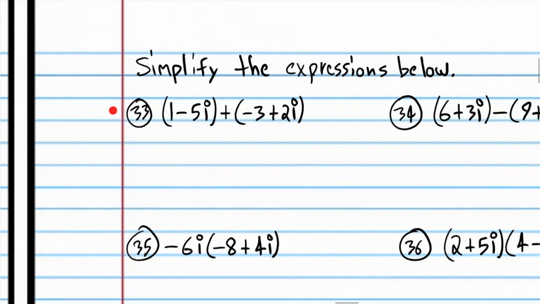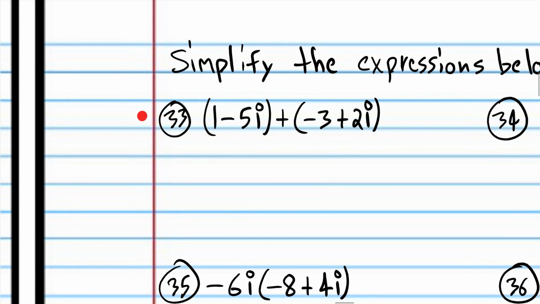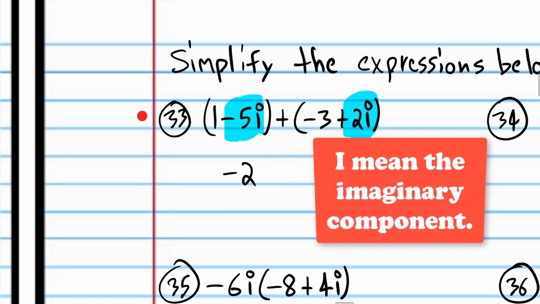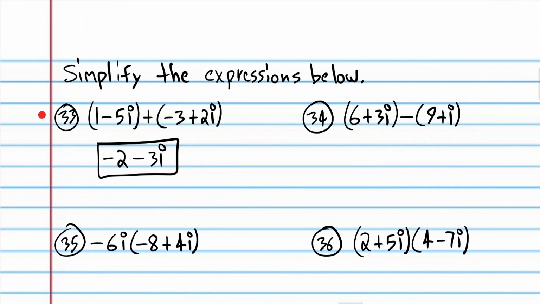So let's do some review here. We have complex numbers that we're adding. We have a complex number here and a complex number here. We don't really need the parentheses, but we just use those to show that we're adding two complex numbers together. So we're going to add the real component first. 1 plus negative 3 is negative 2. And then we're going to add the complex component. So negative 5i plus 2i is negative 3i. So we added those two complex numbers.